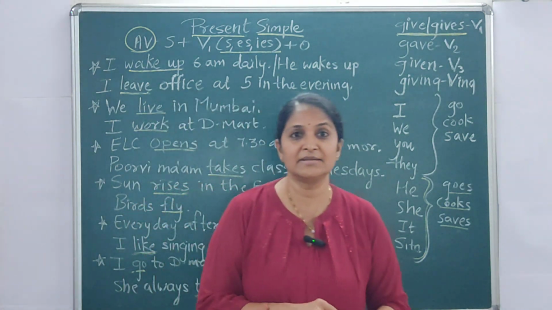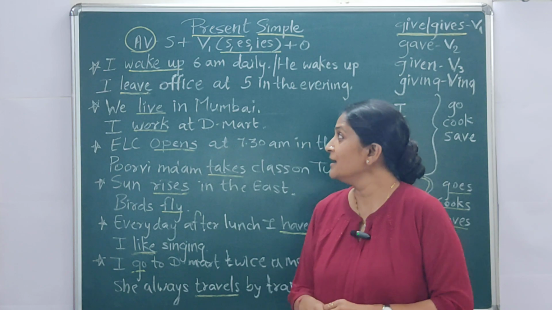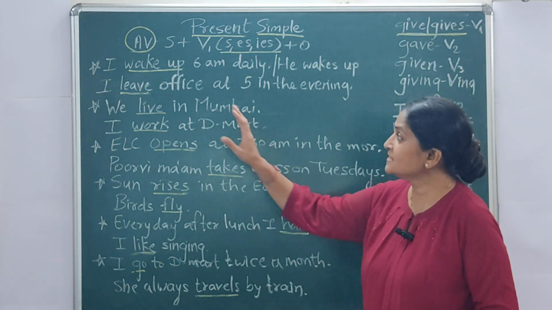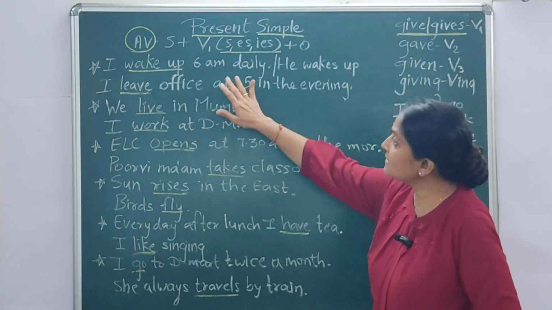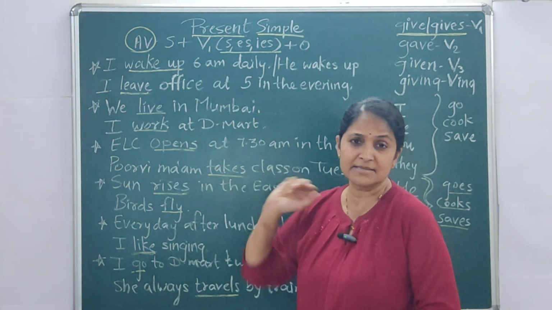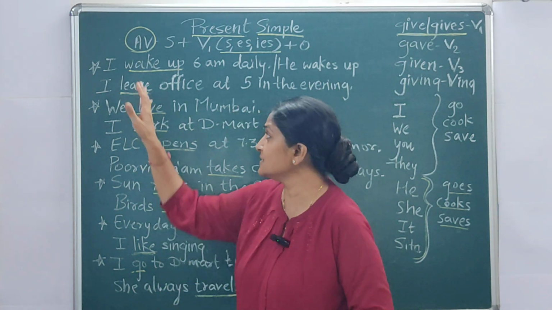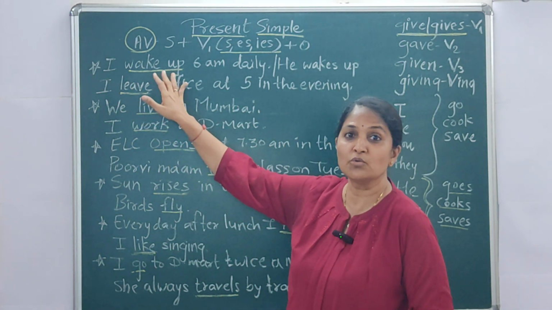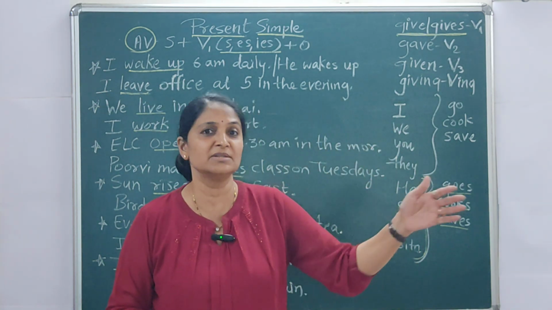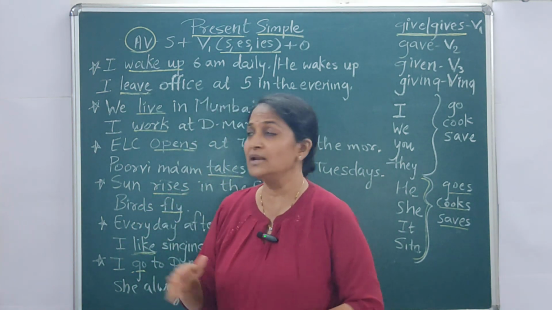Now let's understand the situations where we use this present simple tense. Now yes, many places. First is: I wake up at 6 a.m. daily. I wake up at 6 a.m. daily, main 6 baje uthta hoon. So what is this? So this is your routine. So you use present simple tense to talk about repeated actions in the present time, the things that you do repeatedly, right? So this is your daily routine.